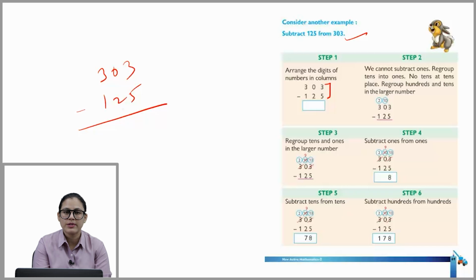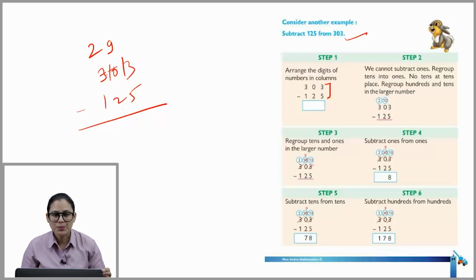You will borrow from this place, that is the tens place, but there is a 0, so what will we do? You will go to the hundreds place, okay? It will become 10, this will become 2. Then 3 will take a borrow from 10. It will become 13 and the 10 will become 9.